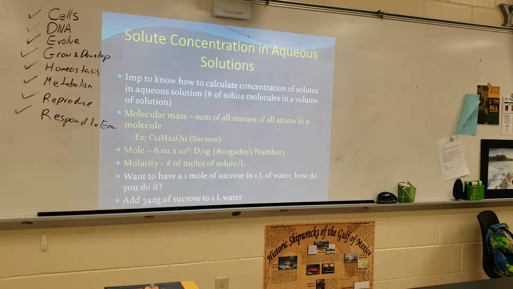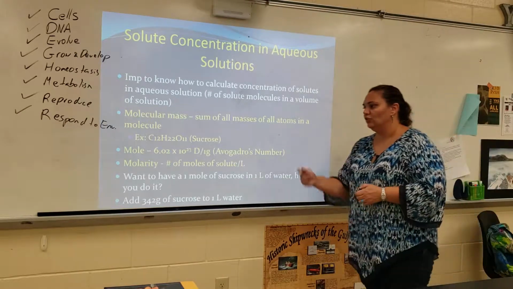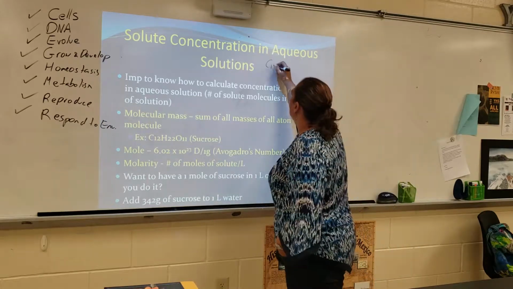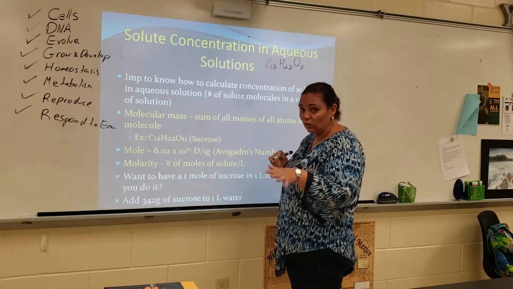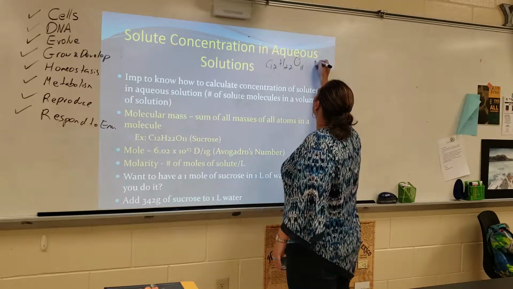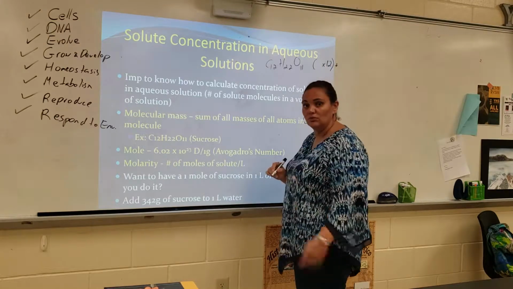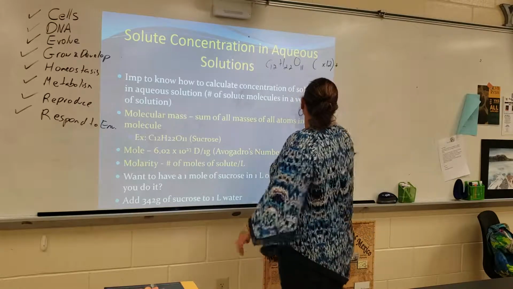To find the molecular mass, you add up the mass of all the atoms in a molecule. So if we're trying to figure out sucrose, sucrose is C12H22O11. So you have 12 carbons. What you have to know is the mass of carbon on its own, so you have to look at the periodic table. Carbon happens to be 12.